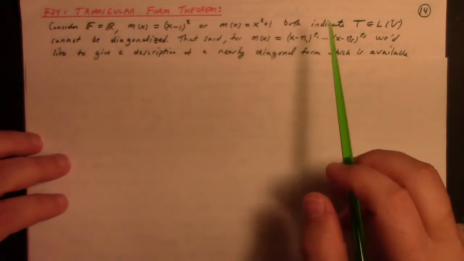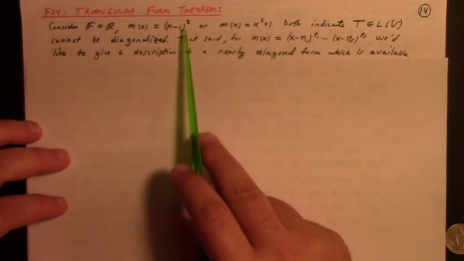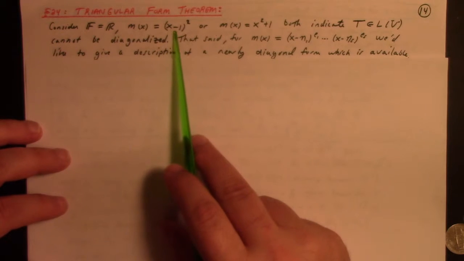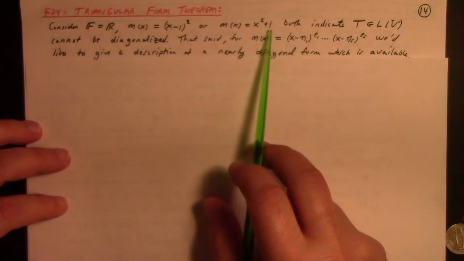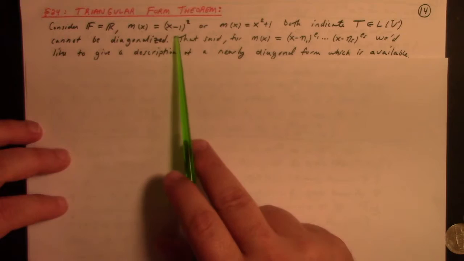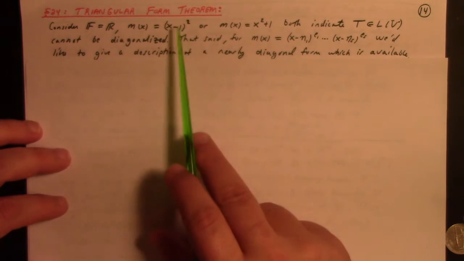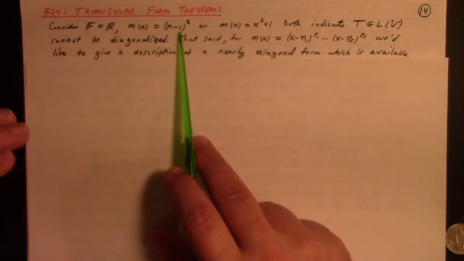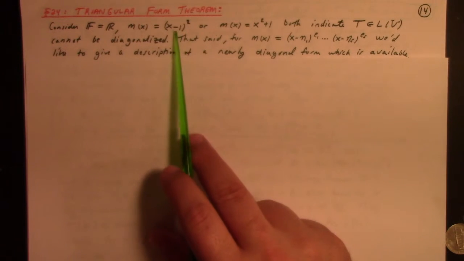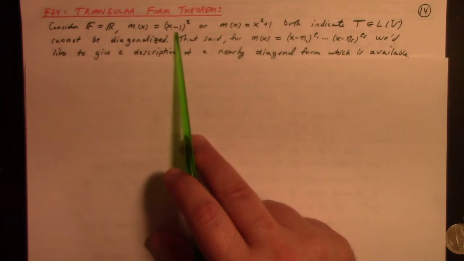All right, here we go. So if you have the minimum polynomial (x - 1)^2 or x^2 + 1, both of these indicate that we can't diagonalize the corresponding endomorphism, right? This one, because it's not the right form. I mean, you've got the characteristic value 1, but it's not appearing as a linear factor in the minimal polynomial, so that means it's not diagonalizable, according to the theorem we just went through.